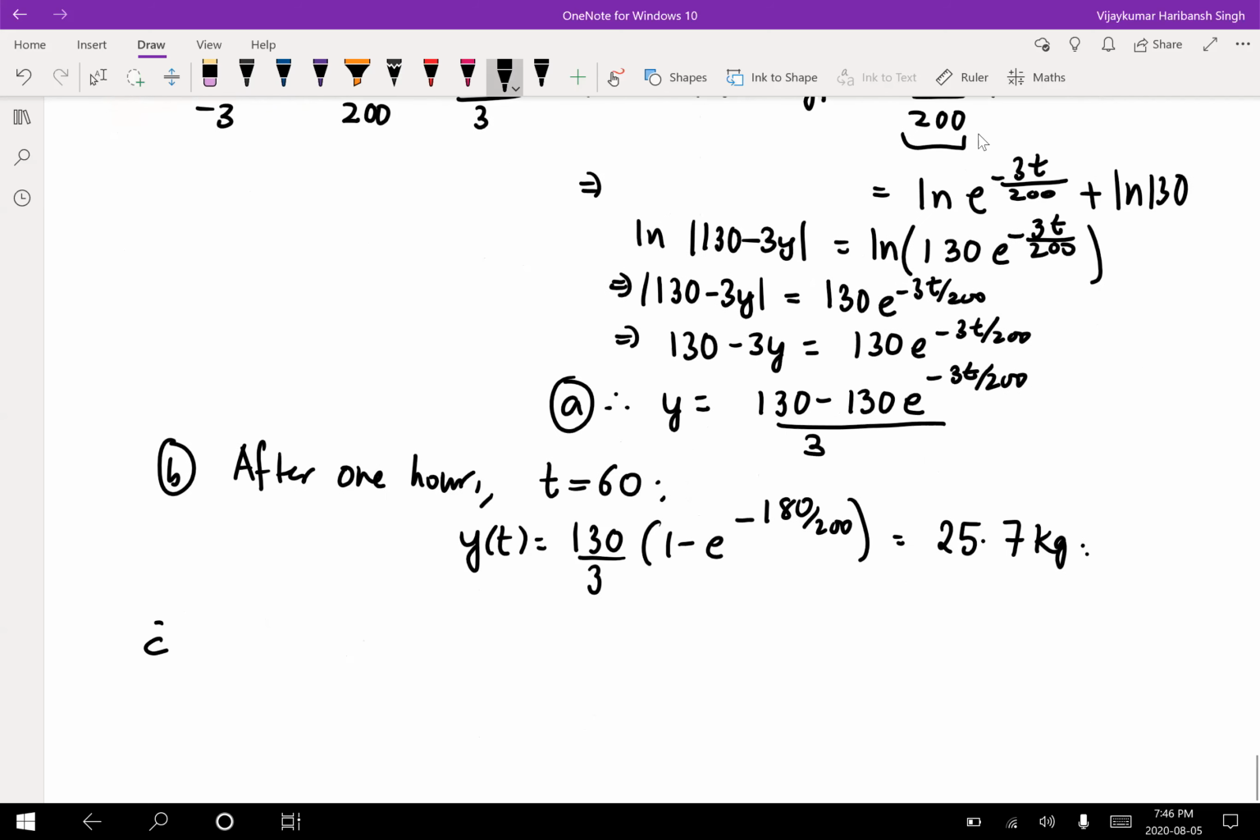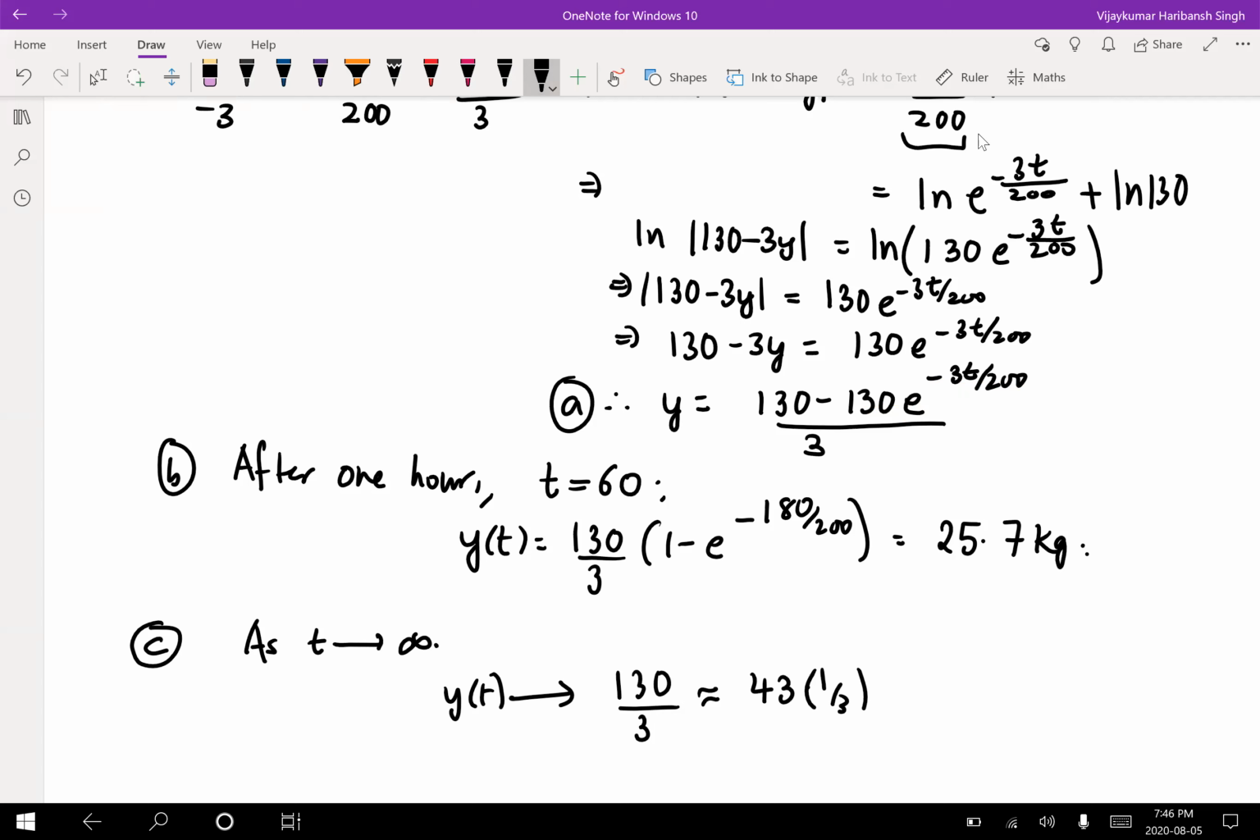Now question C, which is not mentioned there: what happens as t goes to infinity? As t goes to infinity, this exponential part will become 0, so y of t goes to 130 by 3, which is roughly 43 and 1/3 kilograms.